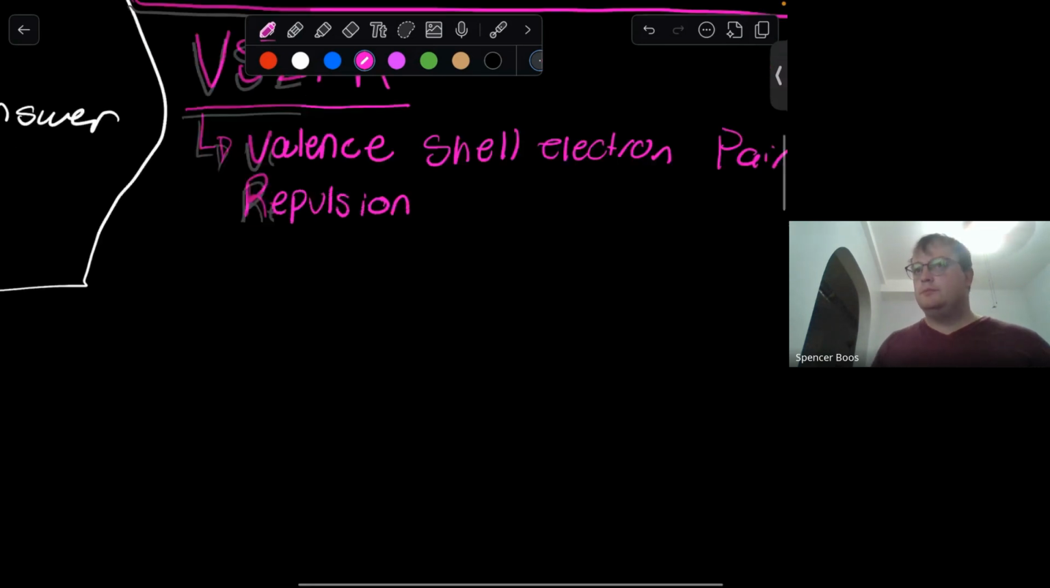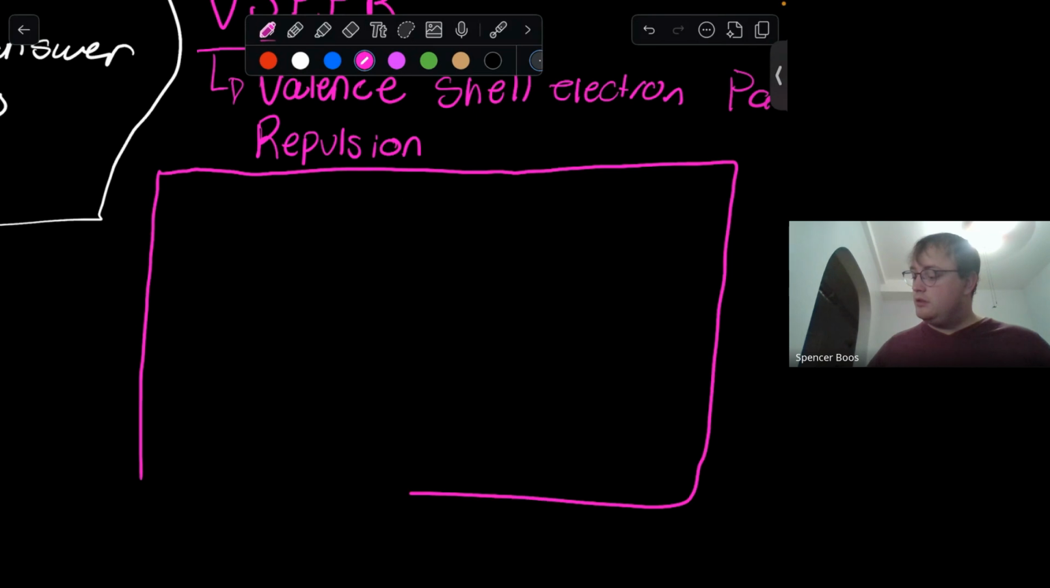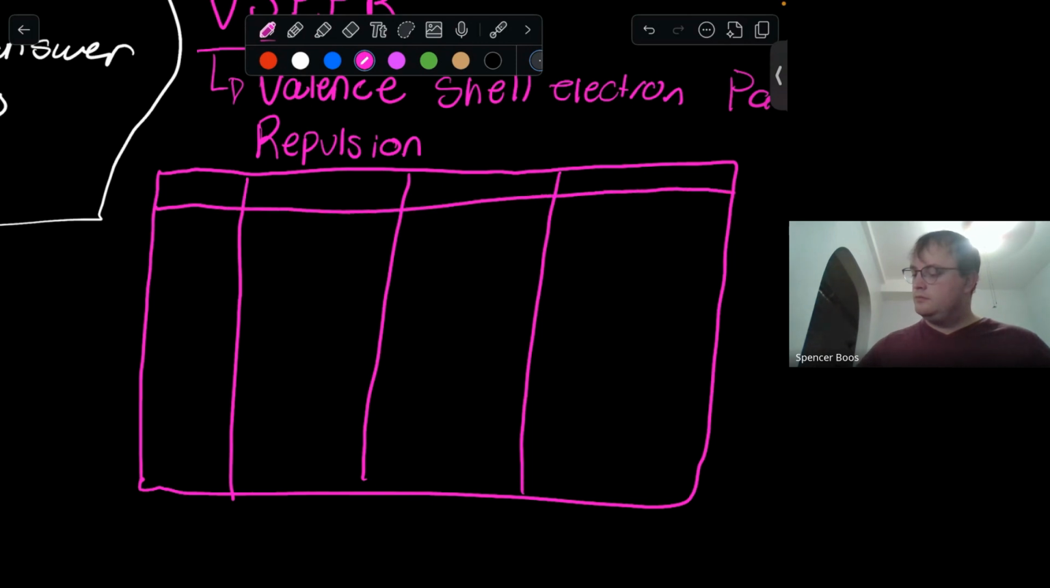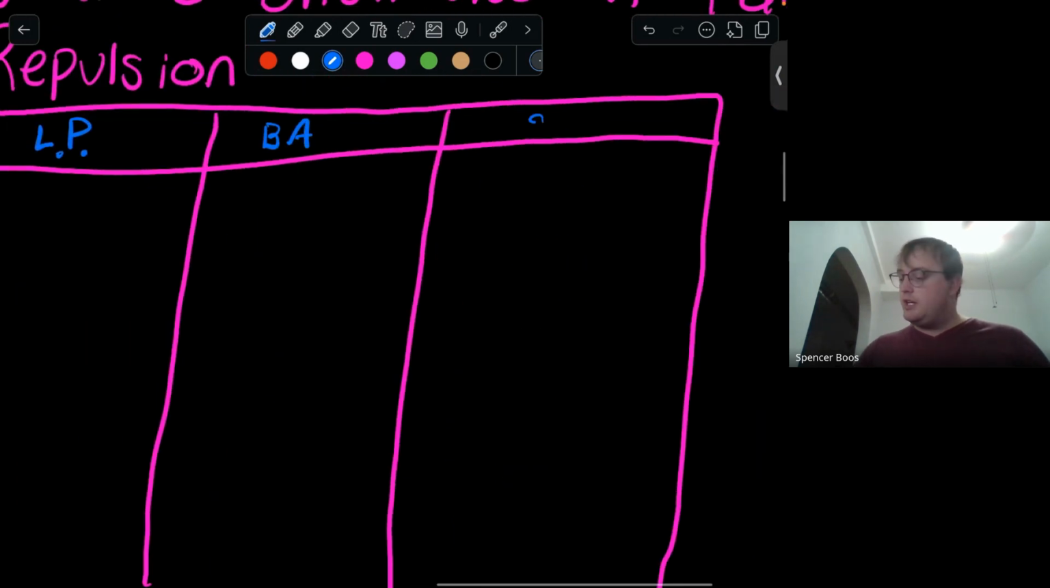Now, there are 6 different flavors of VSEPR for the exam that I'd like you to be aware of. Now, on this chart, I'm going to have the name, the number of lone pairs on the central atom, bonded atoms on the central atom, and then the shape.